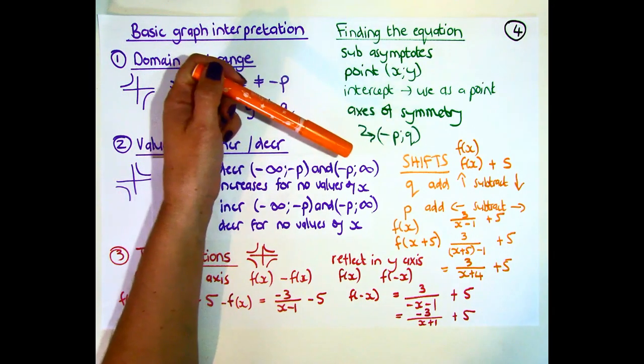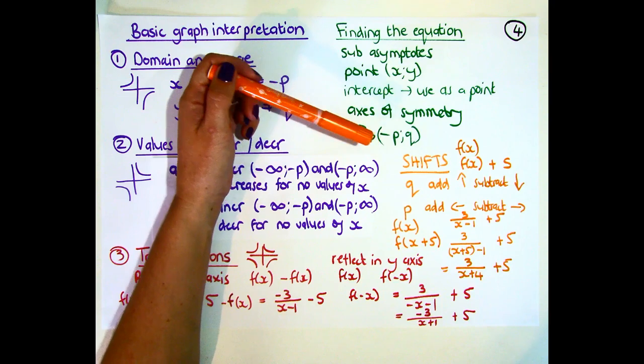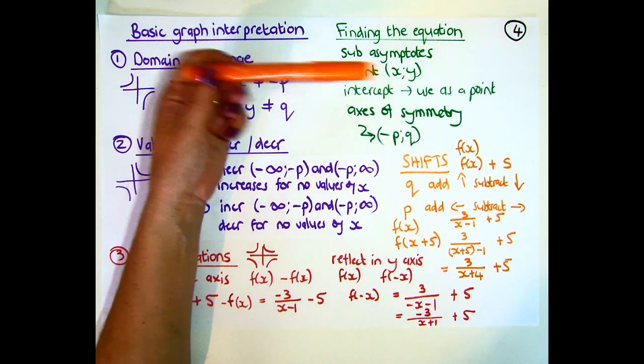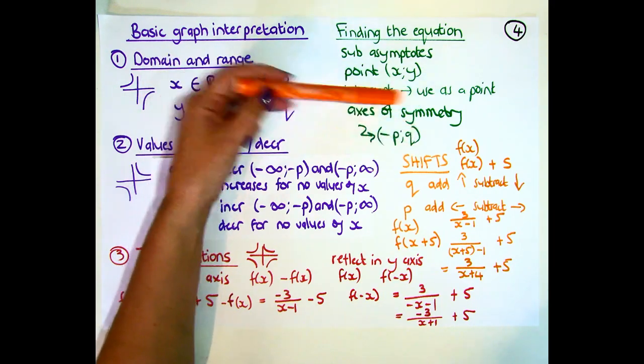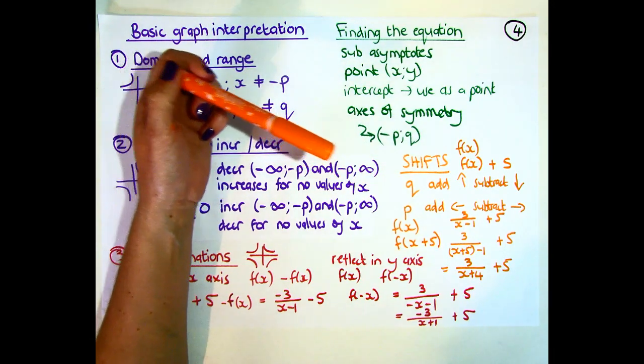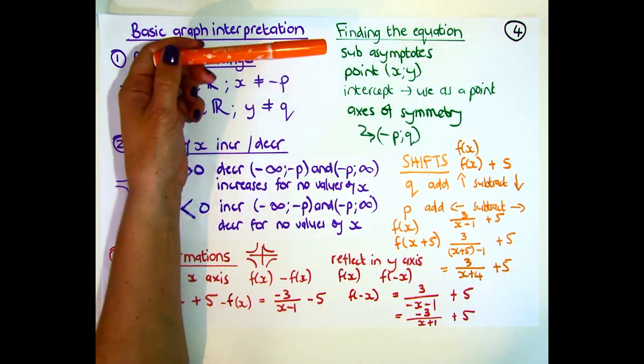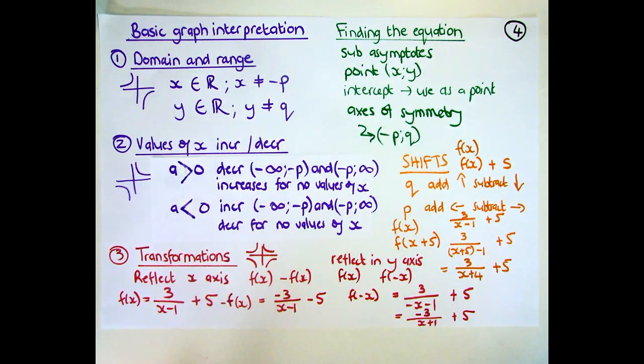Remember that the axes of symmetry cross each other, and they also cut the asymptotes at the point (negative p, q), and that can be used as a point to sub into the equations for straight lines for the two axes of symmetry.